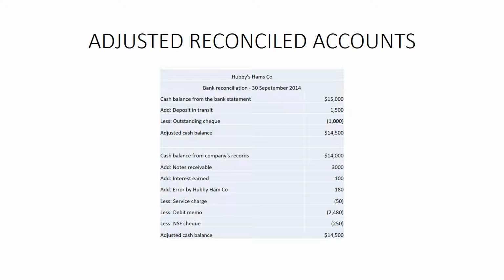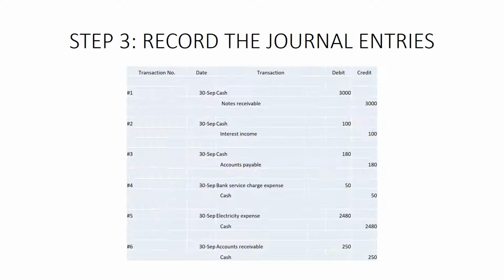Here's an overview of that adjusted reconciled account. Step 3, this is the last step. We record the journal entries, transaction number, the date, which is the end of September, the transaction and a description of that transaction in there, a debit and a credit column as well.